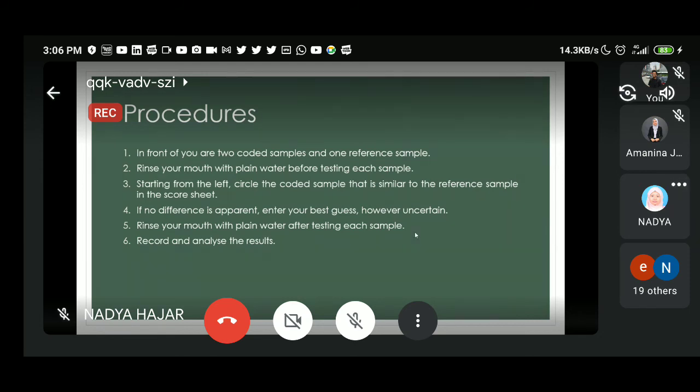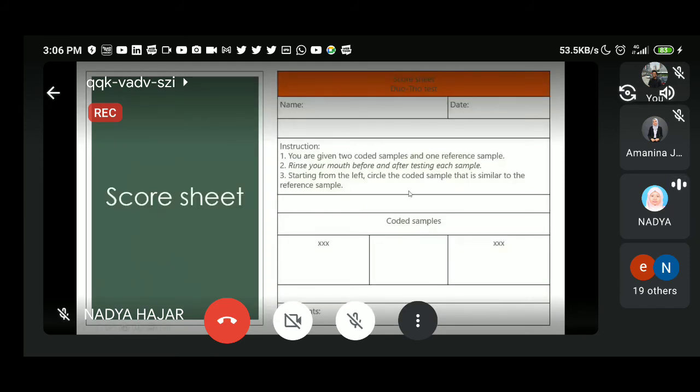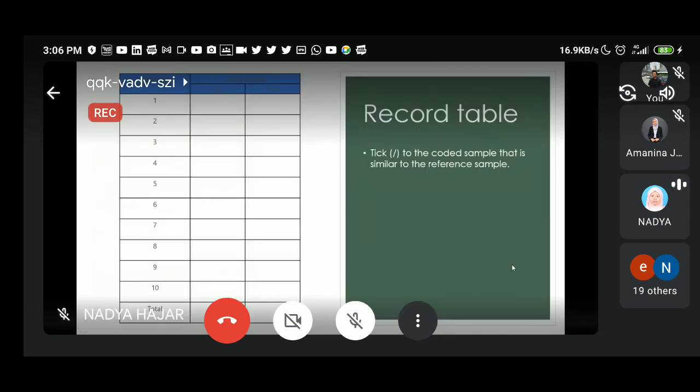Okay. So here are score sheets for duo trio test. Sama je. So dekat sini reference sample. So tadi dekat dalam video dia kata reference sample kena letak double amount sebab kita nak compare dua ni kan. So maksudnya kita akan rasa reference, kita akan rasa sampel satu, kita akan rasa reference, kita akan rasa yang satu lagi sampel. Okay, so kita bulatkan yang mana sama dengan reference. Okay, here are the coded record table.